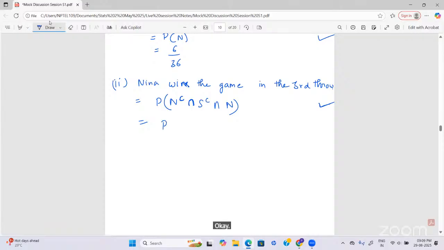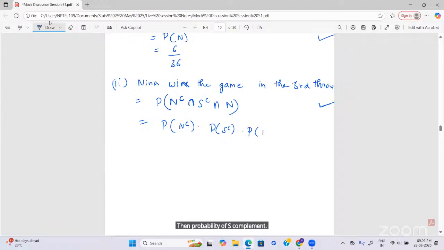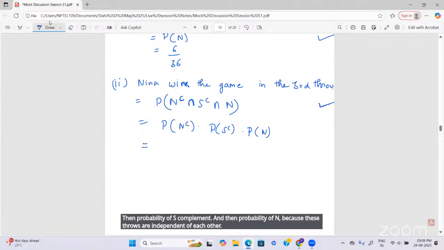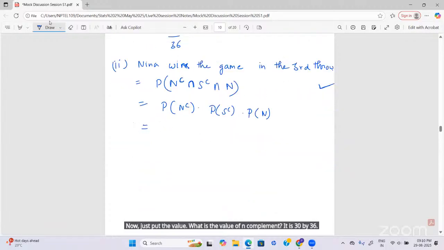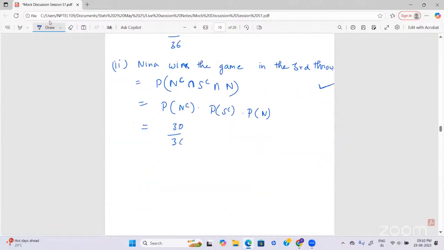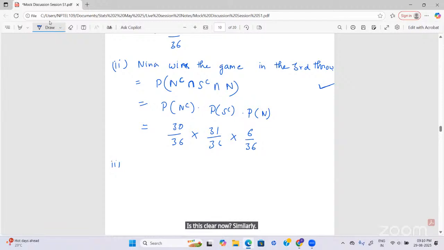Okay, so all the throws are independent. So it will be probability of N complement, then probability of S complement, and then probability of N, because these throws are independent of each other. Now just put the value. What is the value of N complement? It is 30 by 36. Probability of S complement is 31 by 36. Then probability of N is 6 by 36. Is this clear now?